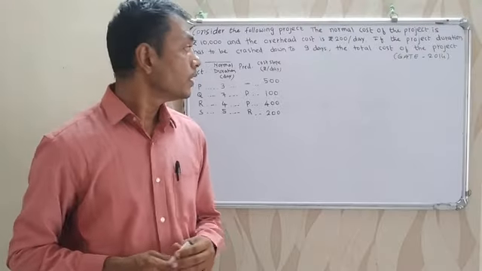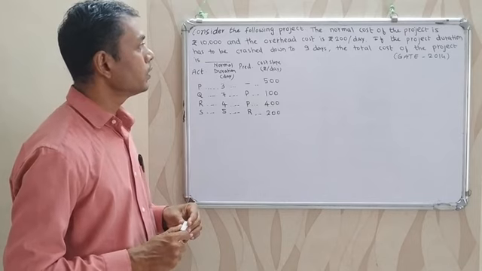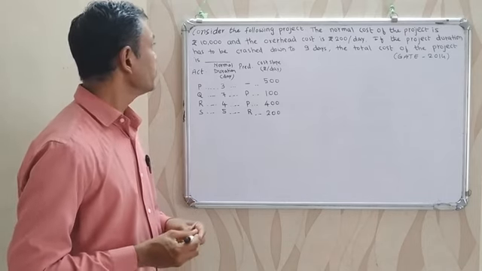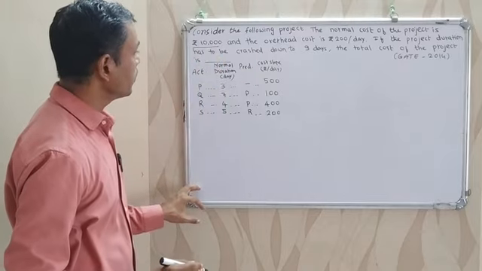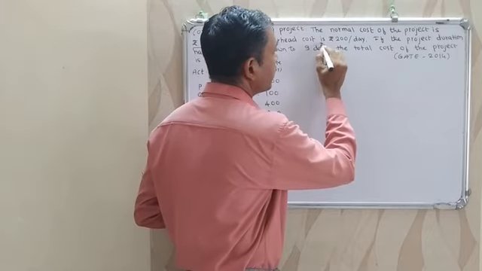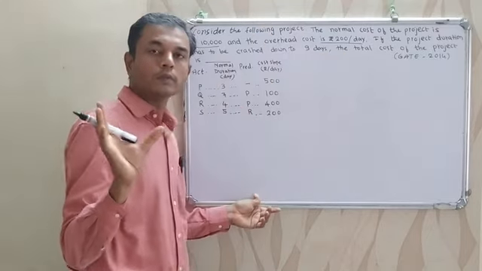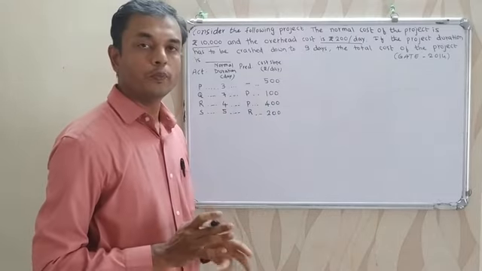Let's discuss another example. Consider the following project. The normal cost of the project is rupees 10,000. The normal cost is given and the overhead cost is rupees 200 per day. So if I reduce the project duration by 1 day, total reduction in the cost is 200 rupees.